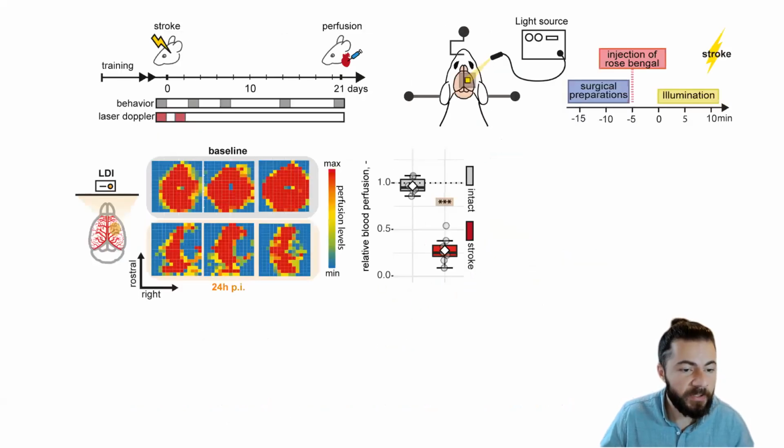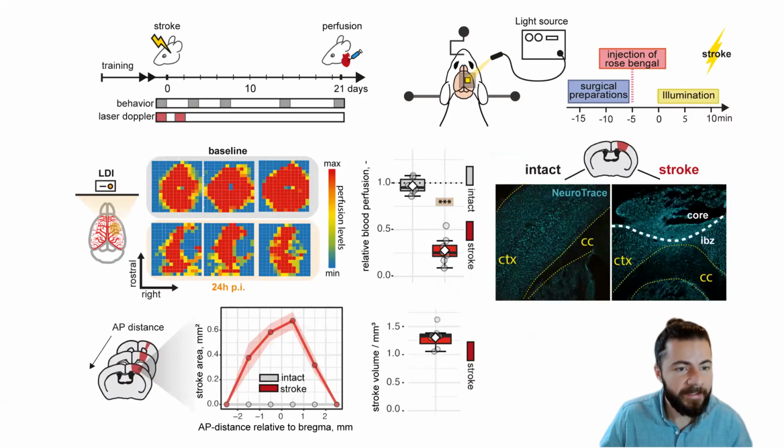Next, we introduced the photothrombotic stroke in our mice, targeting specifically the sensorimotor cortex, and followed the animals during a behavioral performance at regular intervals for 3 weeks. A successful stroke was confirmed by a severe reduction in blood perfusion levels using laser Doppler imaging. And later, also in a histological analysis, where we measured a stroke size of around 1 to 1.5 cubic millimeters.